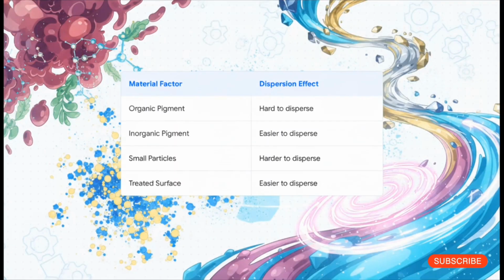Looking first at the material factors, it's basically a massive balancing act. Take pigment type, for instance. Organic pigments are notoriously a headache to disperse compared to inorganic ones. Then you have particle size. Smaller particles will absolutely give you a much better, richer color strength, but, and it's a big but, they're significantly harder to disperse evenly. Luckily, if a pigment has undergone surface treatment, it allows for way easier wetting, which sets you up for fundamentally better dispersion right out of the gate.